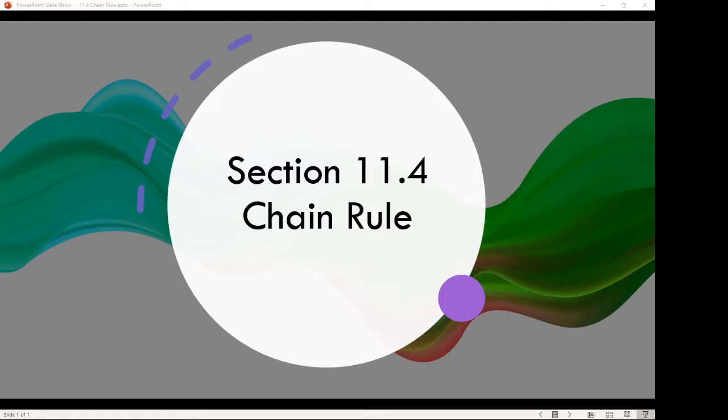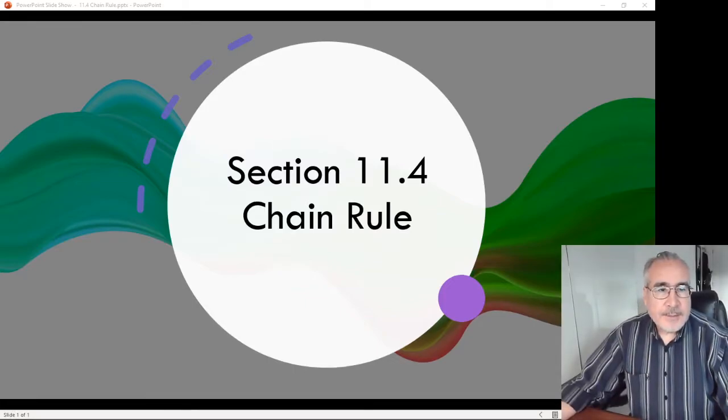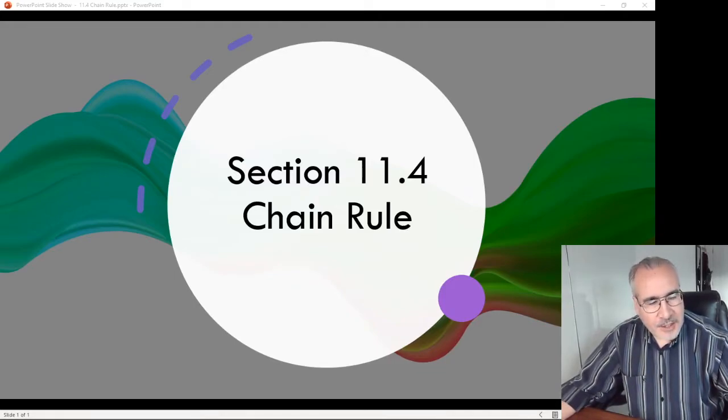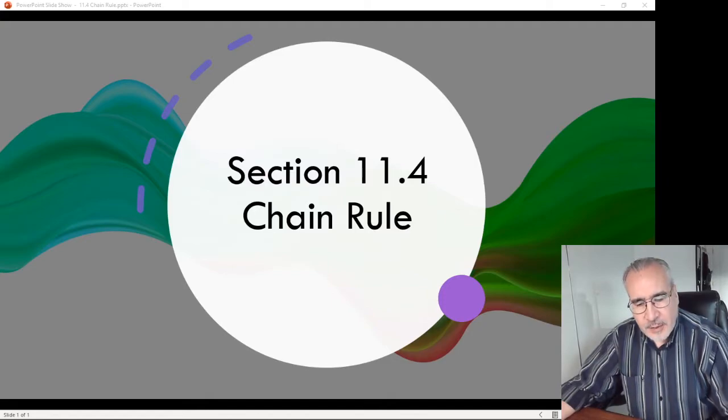Good morning. This is going to be our look at the chain rule from section 11.4. We will do a little bit of work on this in class as well, so we're going to take a little bit more of a low-tech approach. We're just going to talk our way through this rather than using a presentation.